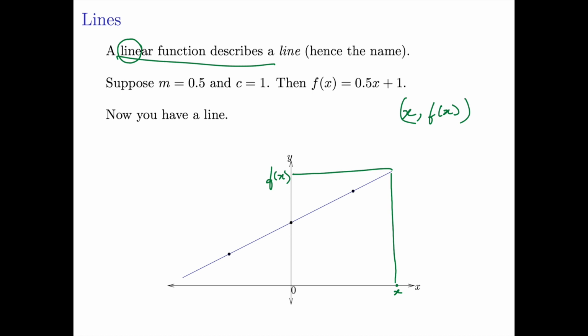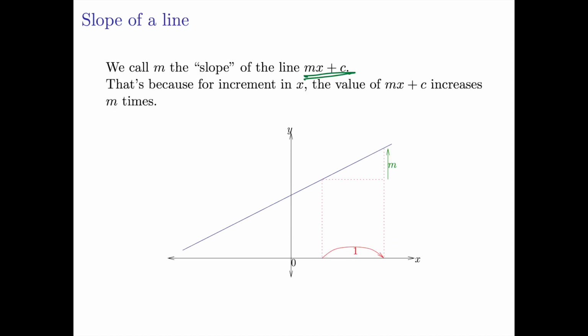When we look at this line, it's angled upwards in some sense, and that's what we call the slope of the line. If you take any linear function of the form mx plus c, m is what determines how steep this line is. And so m is called the slope of the line. Specifically, the slope tells us if we increment x by 1, how much does f of x increase? In other words, how much does mx plus c increase? And the answer is m.